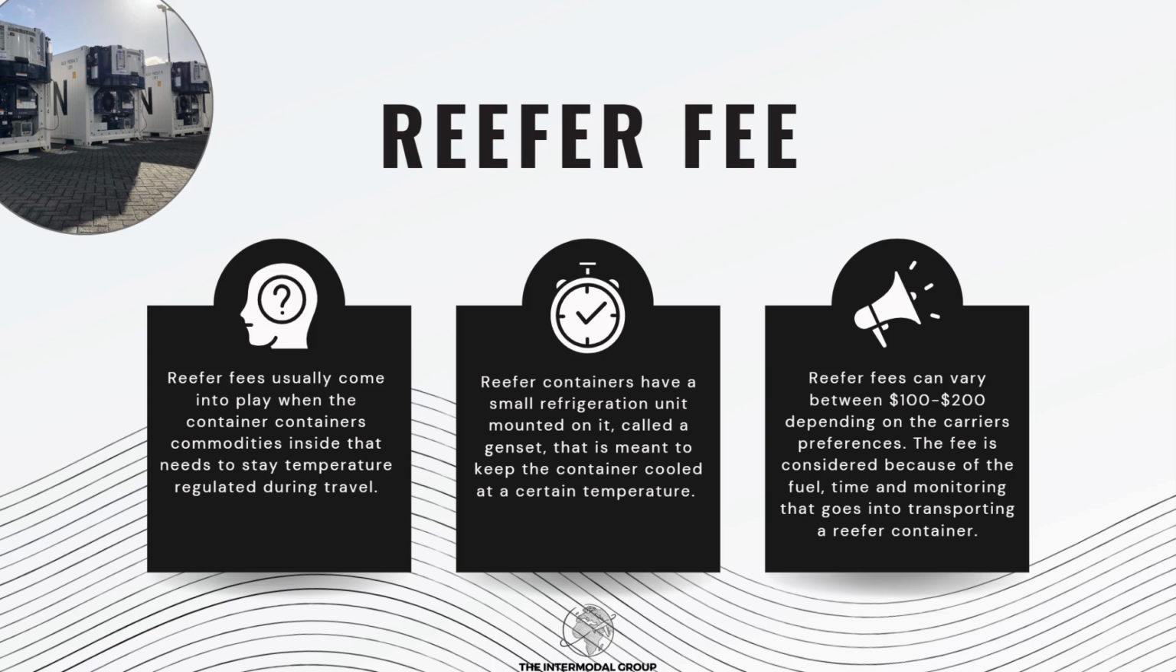A reefer fee. Reefer fees usually come into play when the container contains a commodity that needs to stay at a temperature regulated level during travel. So reefer containers have a small refrigeration unit mounted on it called a genset, and you can see that here at the top left. This is meant to keep the container cooled at a certain temperature. So reefer fees can vary between $100 to $200 depending on the carrier's preferences. This fee is considered because of the fuel, the time, and the monitoring that goes into transporting a reefer container.